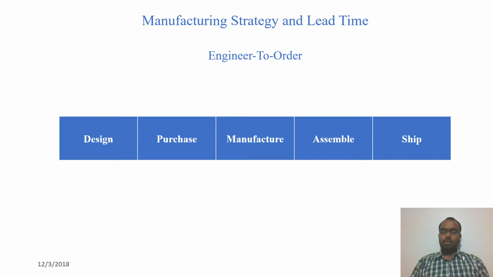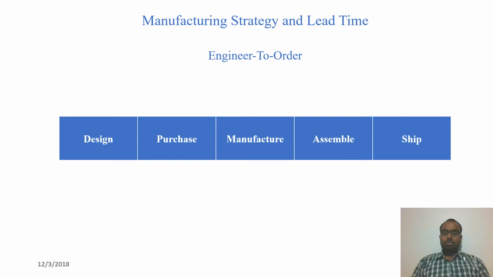So once the customer provides their requirements of the final product, the design stage converts those functional requirements into a final product which can be manufactured. The purchase stage performs all the purchase of raw materials that are required in order to form the subcomponents which can be used in order to make the final product. The manufacture stage converts those raw materials into subcomponents, and the assemble stage converts those subcomponents to the final products, and the ship stage transports the final product to the customer.